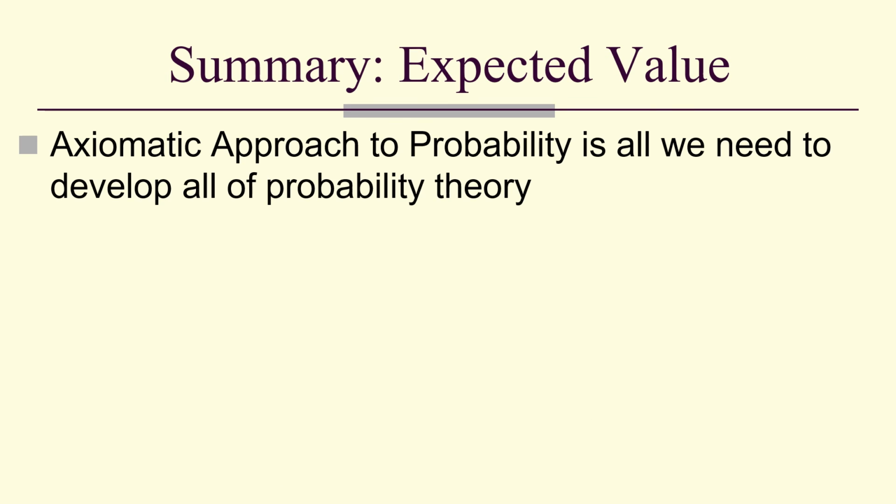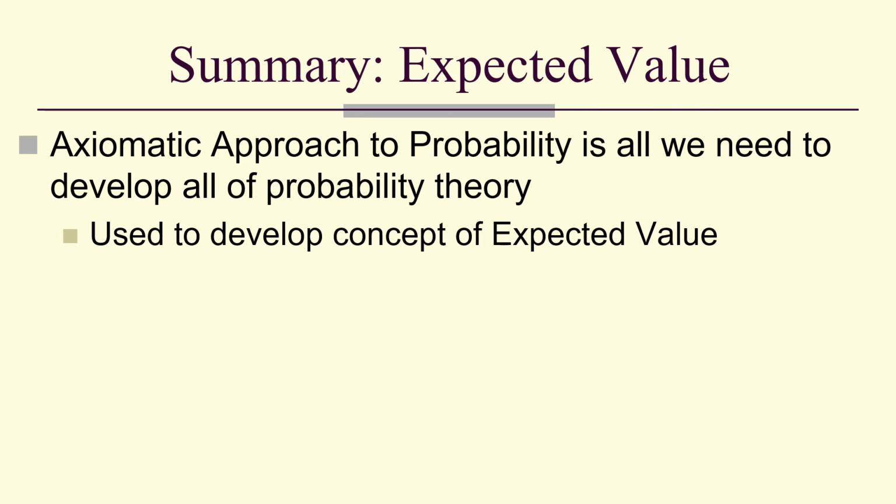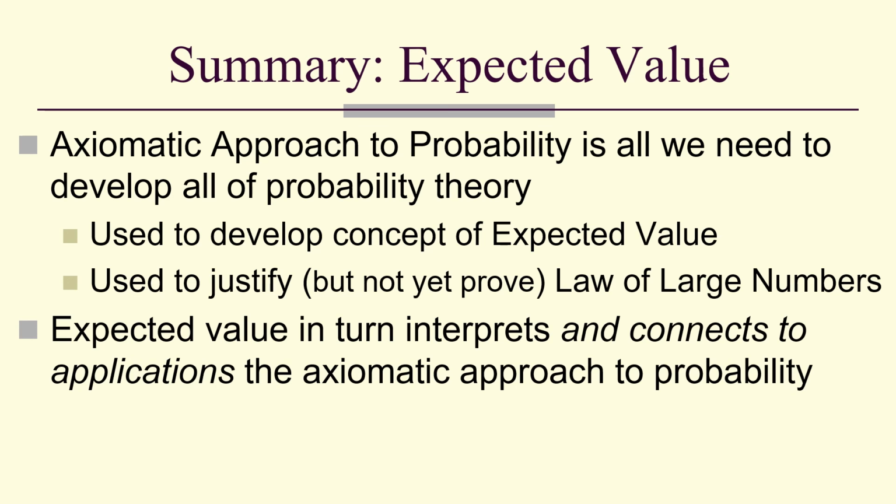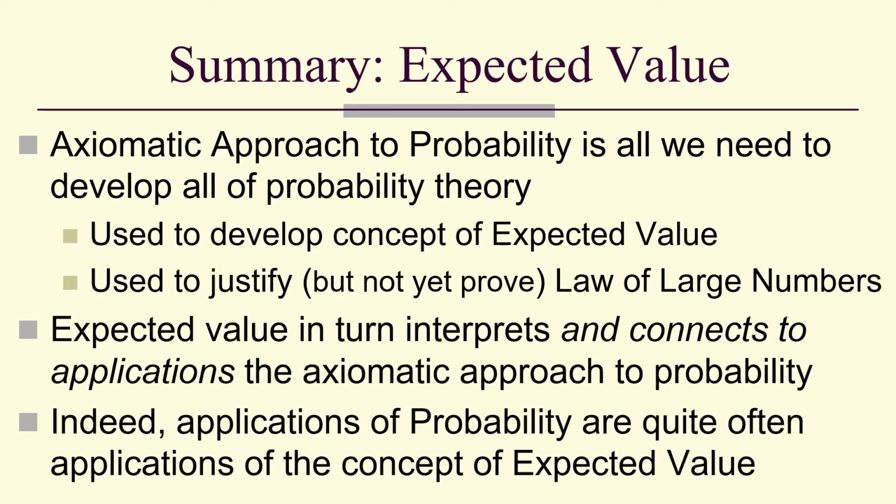So in summary, the axiomatic approach to probability is all we need to develop all of probability theory. We used it to develop the concept of expected value, and we used it to justify, but not yet prove, the law of large numbers. Expected value, in turn, interprets the axiomatic approach to probability and connects it to applications. In fact, very often when we're using probability, we're actually applying the concept of expected value.